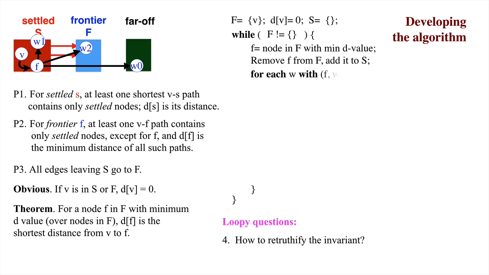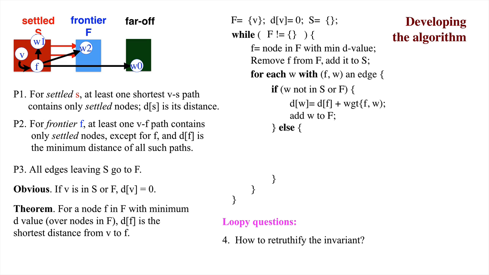We use a loop that processes all edges leaving F, that is, all edges F, W for some node W. There are two cases to consider. First, W is in the far off set, and second, W is in the settled or frontier sets. So we have an if statement. If W is in the far off set, like W0, set D sub W to D sub F plus the weight of the edge from F to W, and then put W into the frontier set.